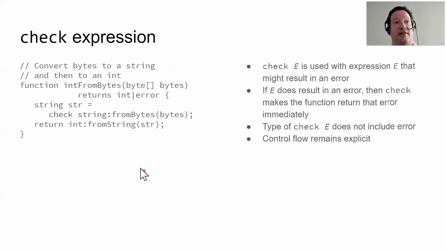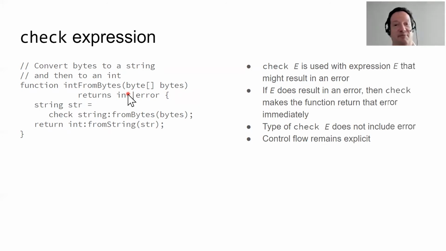And so we have a shorthand for that. We have this check operator. What check does is see if the expression following it returns an error. If it does, it returns an error from the function. Otherwise, it returns that value. So if from bytes here returns a string, then that gets assigned to strut here. Otherwise, it will return from the function.